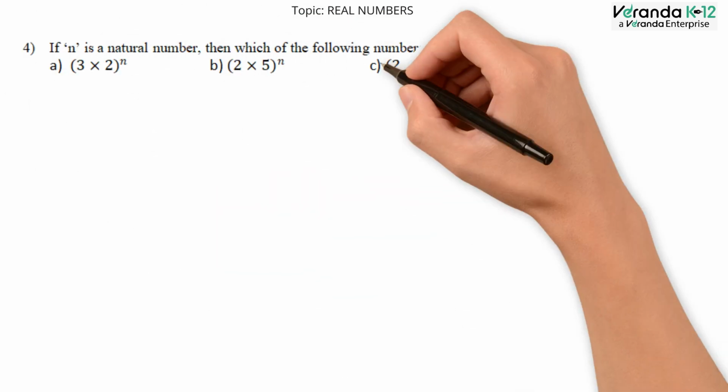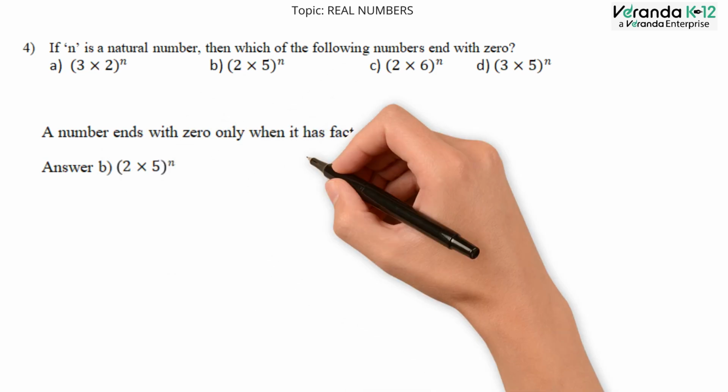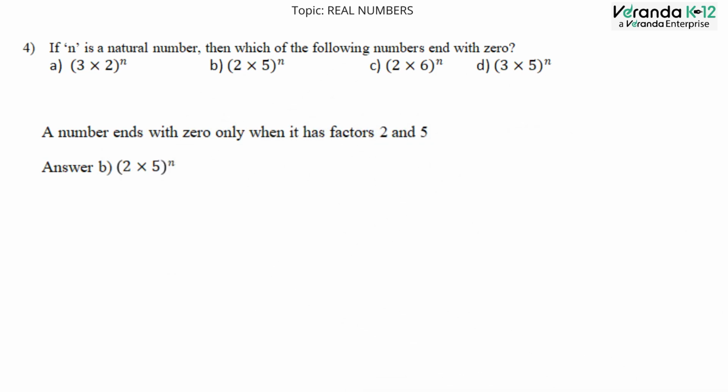Question number 4. If n is a natural number, then which of the following numbers end with 0? The options are option A, 3 into 2 power n, option B, 2 into 5 power n, option C, 2 into 6 power n, option D, 3 into 5 power n. A number ends with 0 only when it has factors 2 and 5. So the answer is option B, 2 into 5 power n.